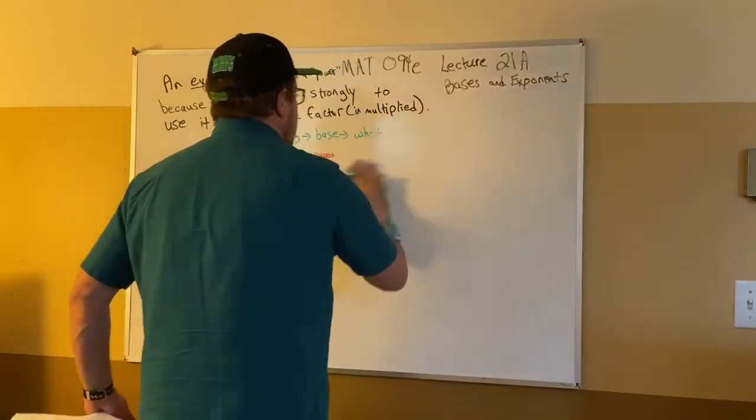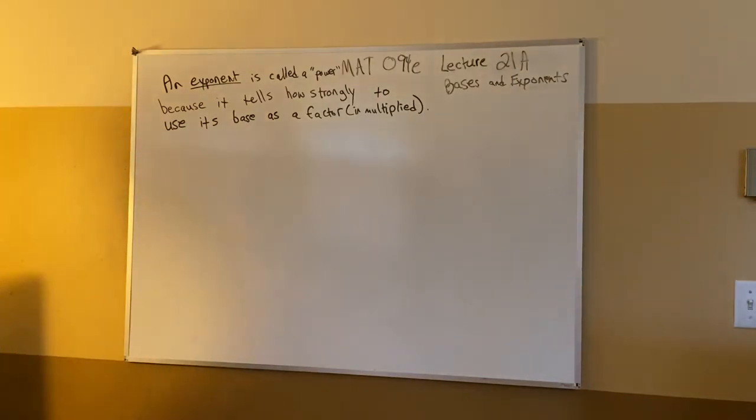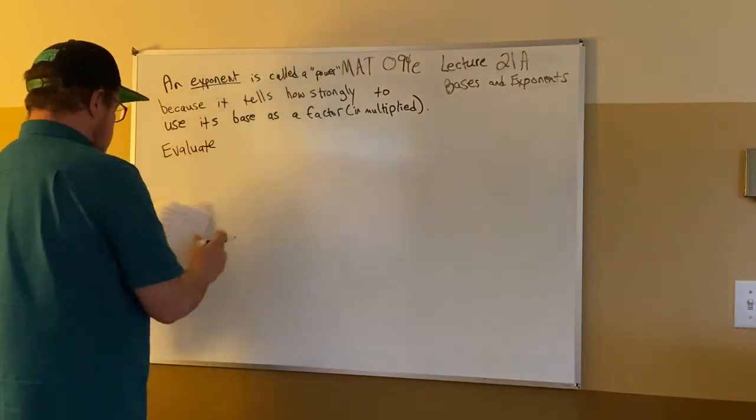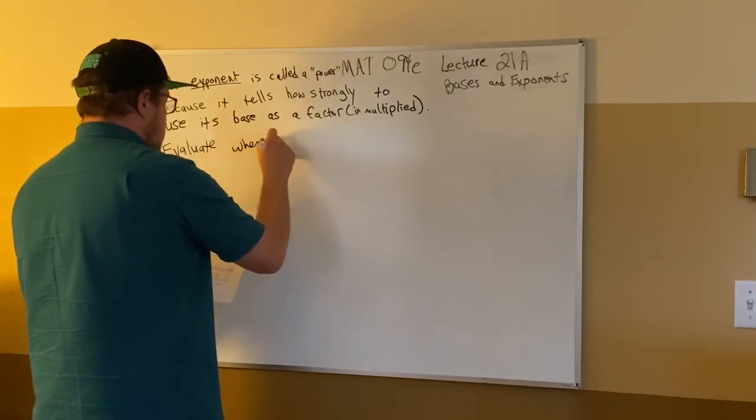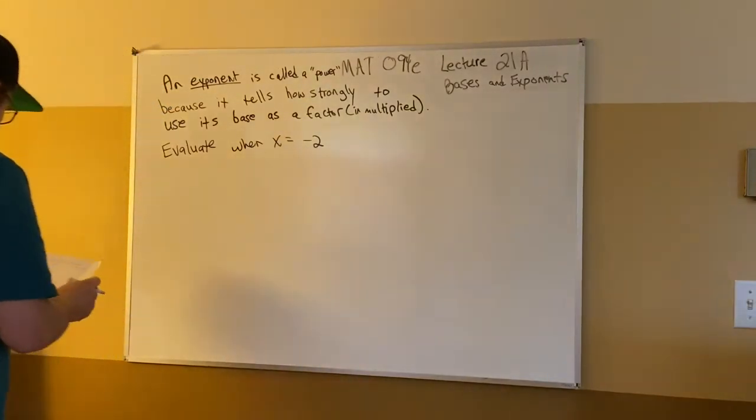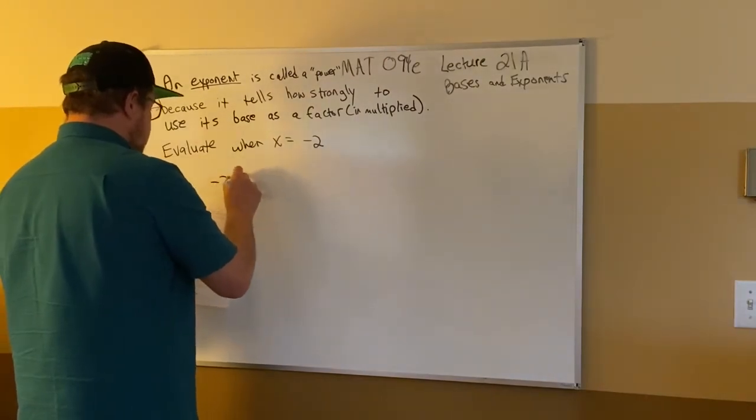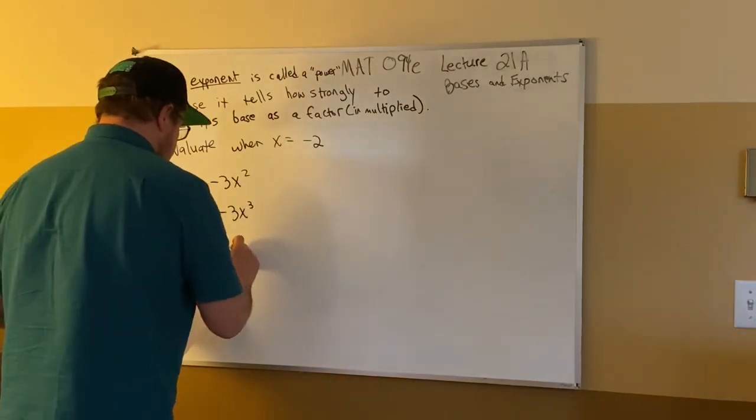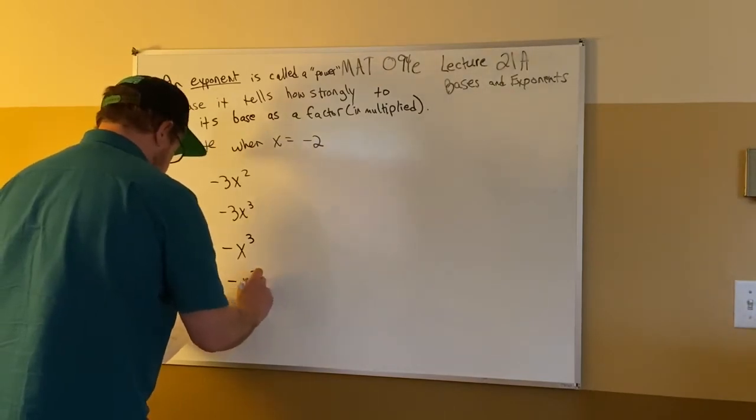So when we're working on exponents and when we're working on bases, we have things like that to deal with. So I want us to evaluate these things when x equals 2. Let's go with when x equals negative 2. Let's go right to the work that we have to do. We have negative 3x squared. We have negative 3x to the third. We have a dash in front of x to the third. And we have a dash in front of x squared.